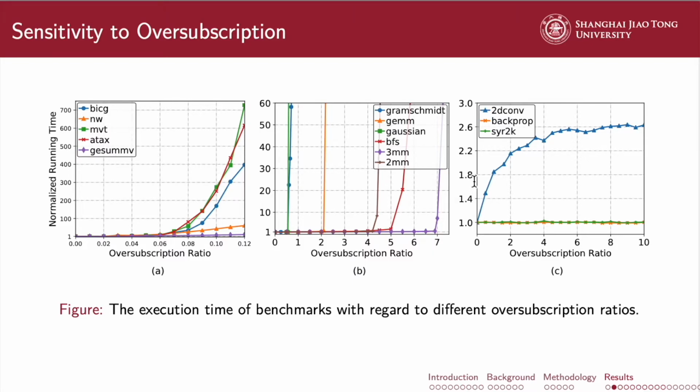This figure shows the application's execution time as the oversubscription ratio increases. Obviously, they are different. We can see that for applications in C, the curve remains stable, while in A and B, very interestingly, the curve keeps steady at first, but after a specific ratio, the execution time has a sudden and dramatic increase.